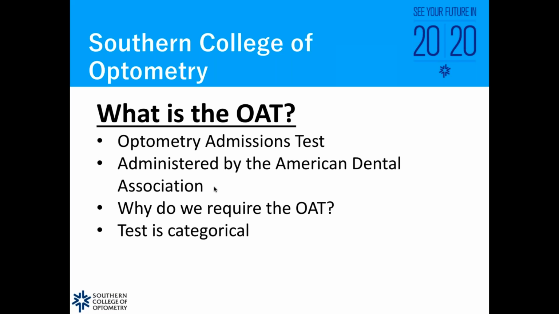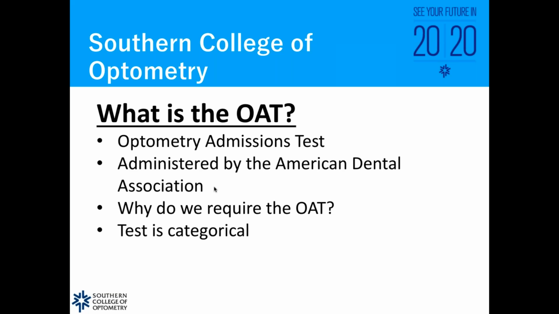So what is the OAT? Well, it's an abbreviation for the Optometry Admissions Test. That is the required admissions test that you must pass in order to be admitted to optometry school. It's actually administered by the American Dental Association. So same organization that does the dental admissions test, they also administer the OAT. And we're going to talk about how you get signed up. So there's a specific procedure that you'll have to do. So we're going to do step by step and show you how to do that.